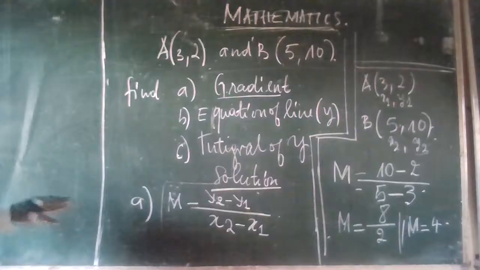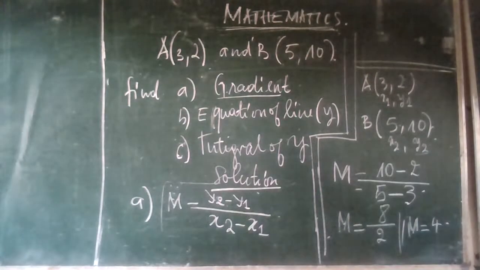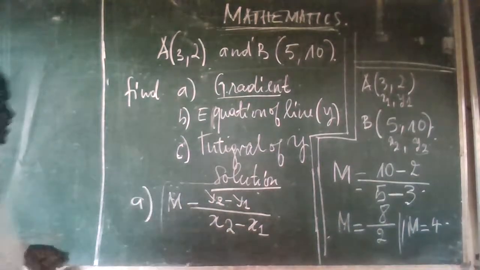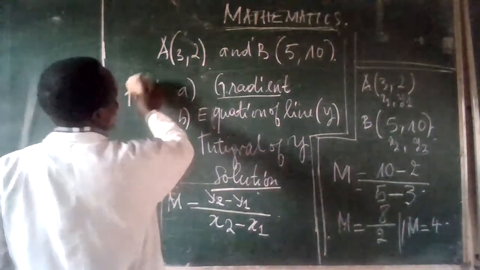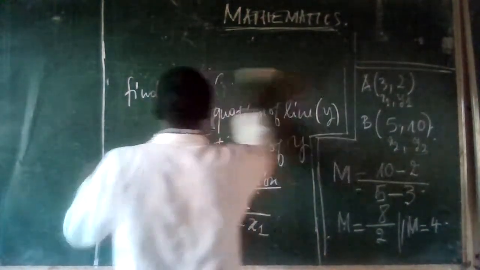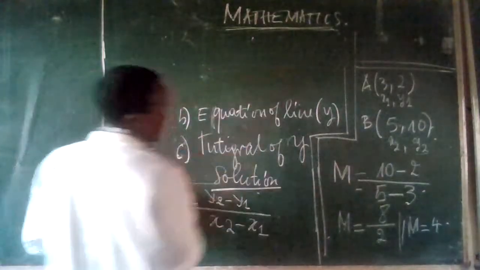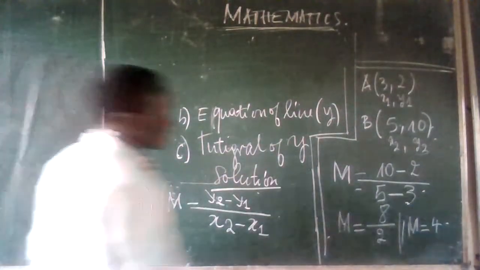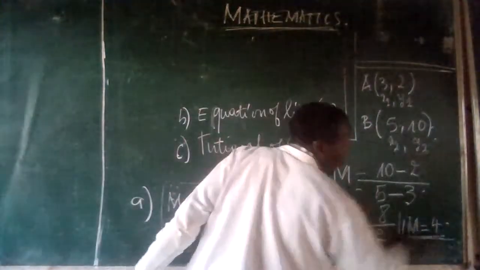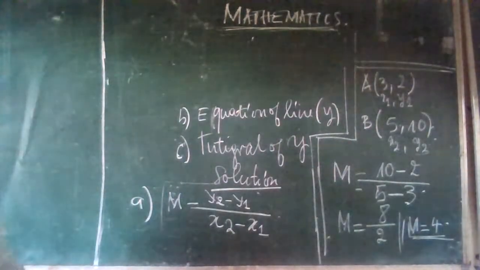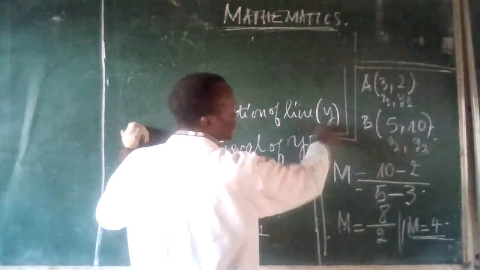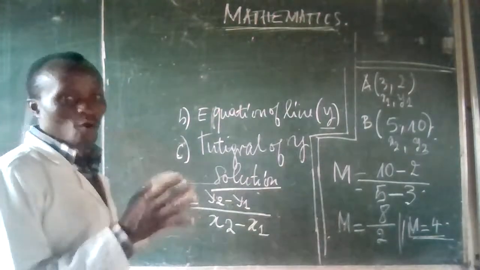So now let us continue. Let us continue to the next step. The next step, this is a gradient. It is question A that you have asked. The gradient is equal to this 4. There we have 4, it is the gradient. So now B is: find the equation of line. It is our equation of line that we are going to find.